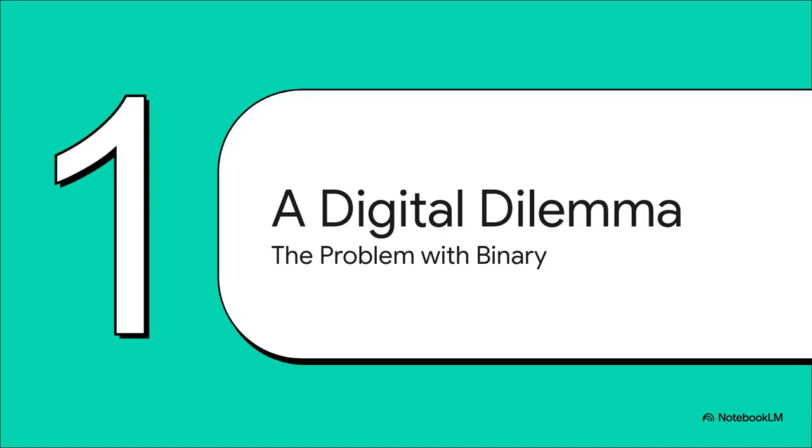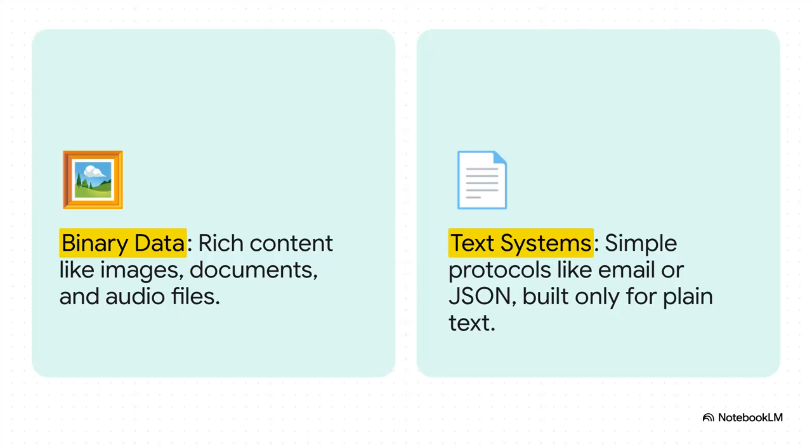All right, so let's dive right into that dilemma. Because at its heart, the whole issue is a classic case of two different systems just not speaking the same language. On one hand, you've got your binary data. Things like images, audio files, PDFs, basically anything that isn't just plain old text. And on the other hand, you have systems, like say email protocols or certain data formats like JSON, that were built exclusively for text. They don't know how to handle the raw, complex language of binary. So trying to shove one through the other is like trying to fit a square peg in a round hole. It just doesn't work. You end up with corrupted, totally garbled data.